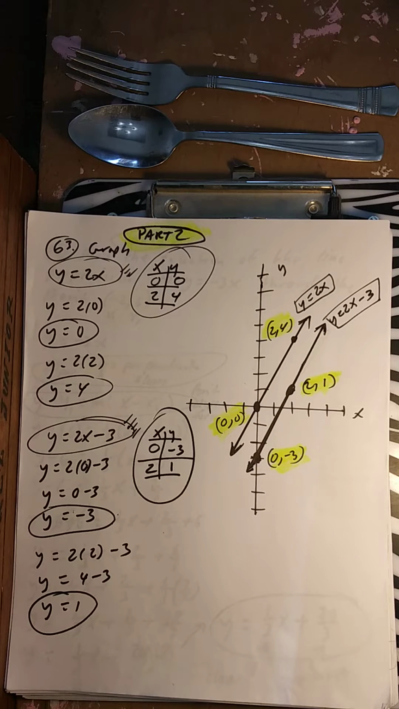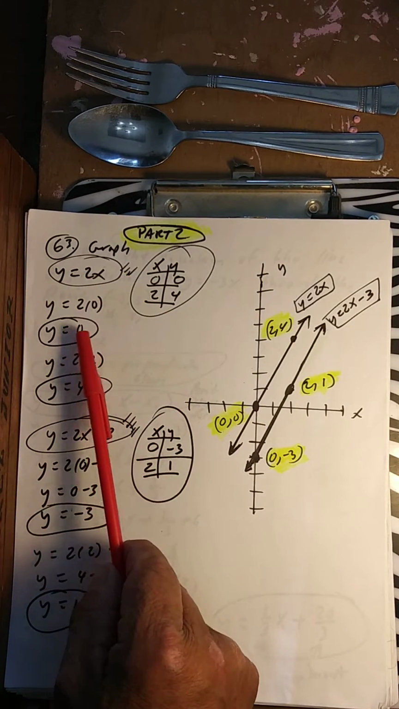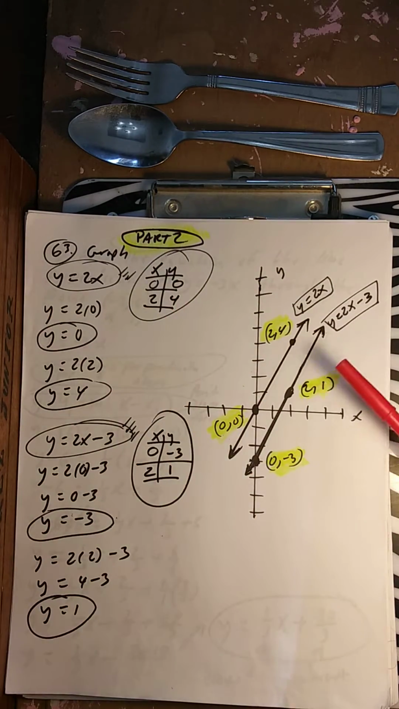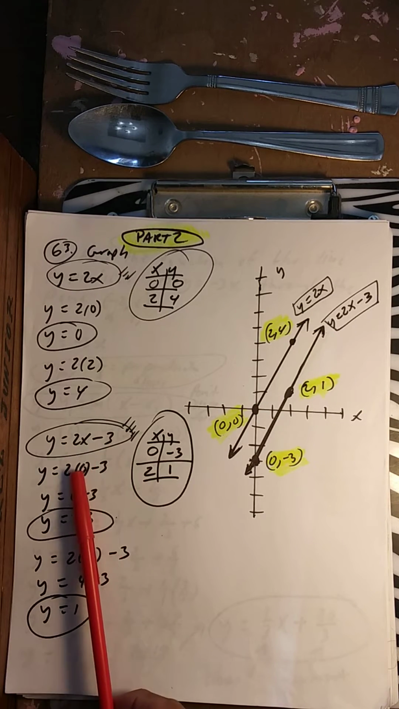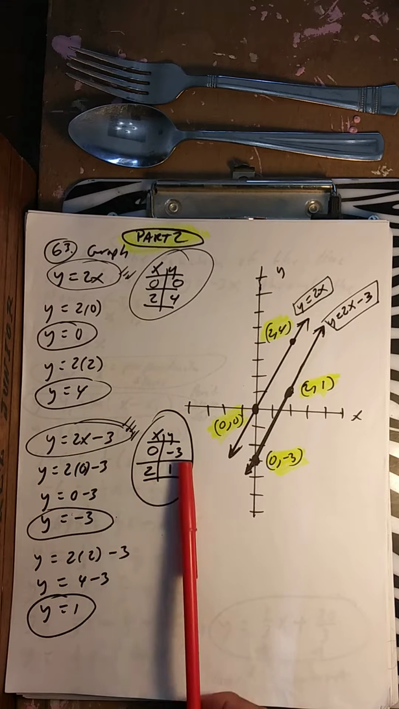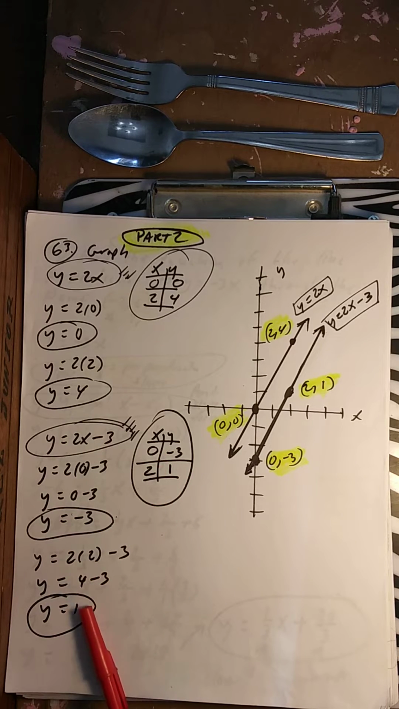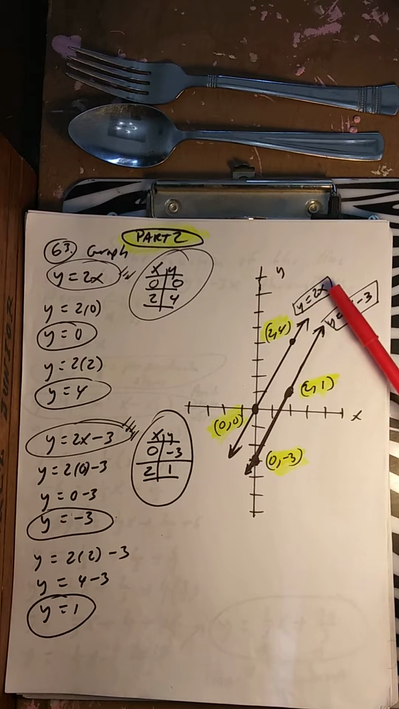Again, now to graph it, I just put some numbers in. I put 0 in there. 0 for this. 2 times 0 is 0. So 0, 0. Put a 2 in there. 2 times 2 is 4. So I got one line right there. Okay. Now, the next one, I put a 0 again. And I got 2 times 0 is 0 minus 3, negative 3. And then I put a 2 in there just like the other one. And we got 2 times 2 is 4 minus 3 is 1. So there's one line parallel to the other line. See, y equals 2x is this one. y equals 2x minus 3 is that one right there. Shift it down a little bit.